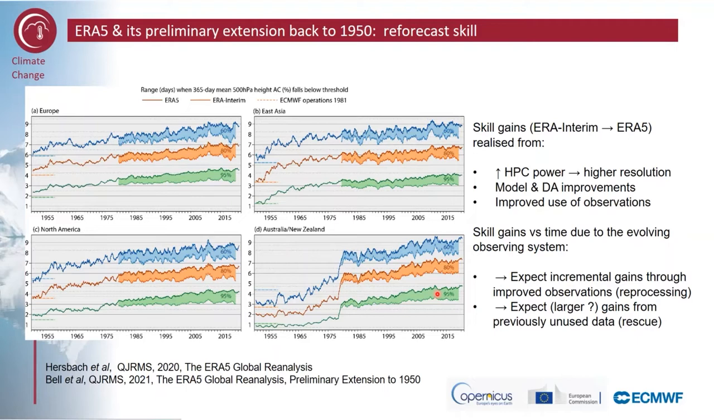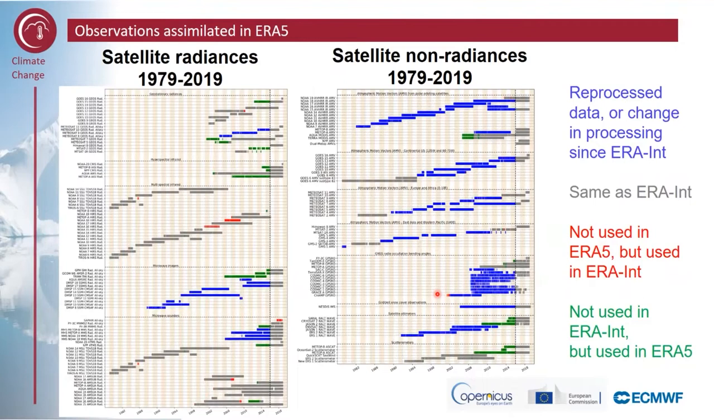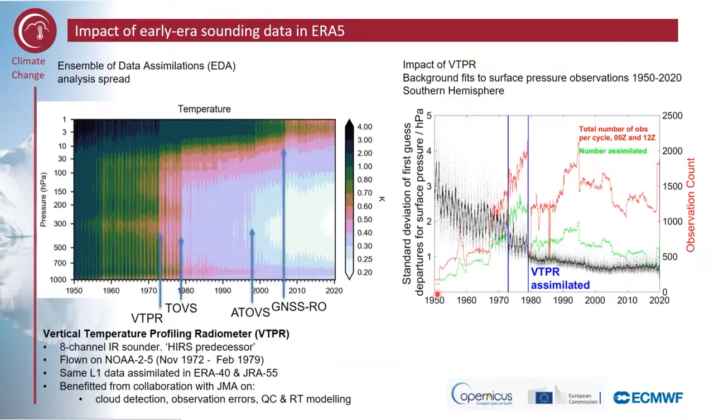Very briefly then, in ERA5, we made extensive use of reprocessed data. These are all of the satellite data sets that we assimilated post-79, and the blue bars indicate data sets where there was reprocessing or we used the data in a quite significantly different way relative to ERA-Interim. Of course, all of these data sets are evaluated through OSEs prior to production. Just another metric here showing you the value of early satellite data.